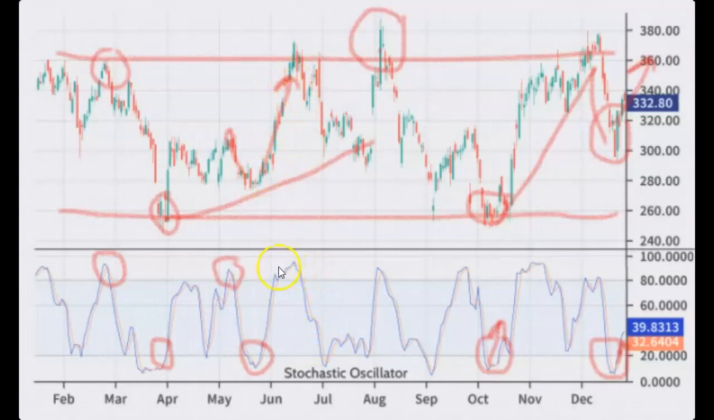Sometimes I like to sell in increments as it gets into this overbought range. Some people like to wait until it starts to turn down. It's totally up to you.